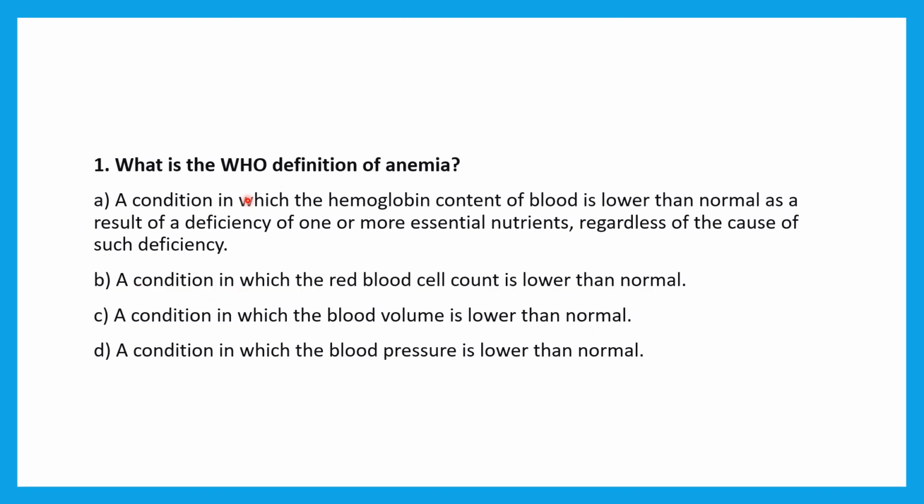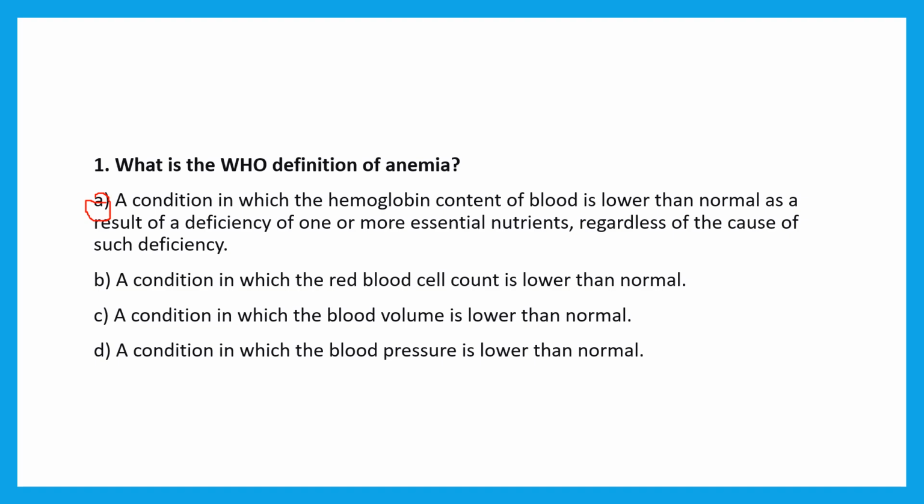We are looking for the World Health Organization definition of anemia. Which one do you think is the correct answer here? The correct answer is A. Anemia is a condition in which the hemoglobin content of blood is lower than normal as a result of a deficiency of one or more essential nutrients, regardless of the cause of such deficiency. This is how the World Health Organization defines anemia.